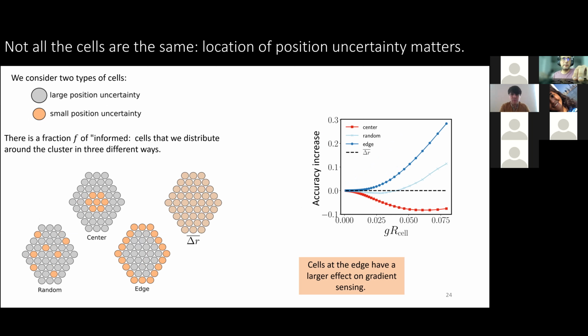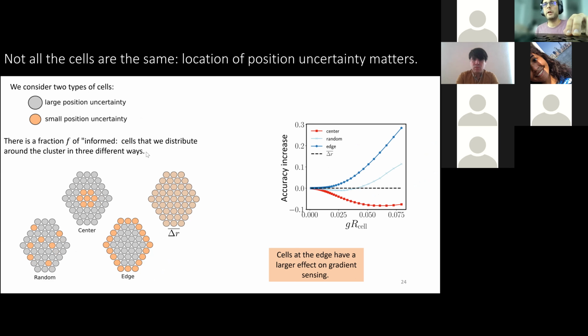So if we place the cells in a line parallel to the direction of the gradient, we're going to have an increase in the accuracy of estimating the slope or the steepness of the gradient. But if we place them perpendicular to the direction of the gradient, we are going to see an increase in the accuracy of measuring the direction of the chemical gradient. And actually, if we think about this, the cluster of cells is probably more interested in measuring the direction of the gradient rather than the slope of the gradient. So in that case, it would be optimal for the cluster to have informed cells placed along the perpendicular direction of the chemical gradient.